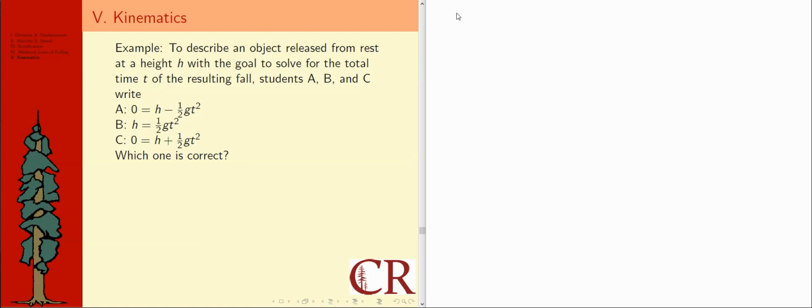Well, let's look a little bit at how one might have arrived at each of those formulas, and then we can decide which ones, if any, are correct. I don't think we're limited to choosing only one. It could be that more than one is correct. So let's look at student A.